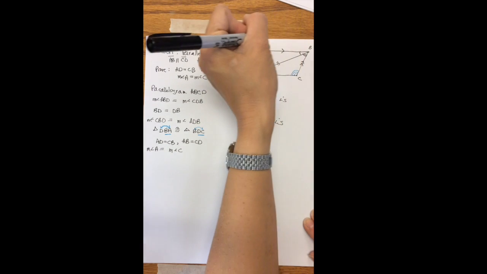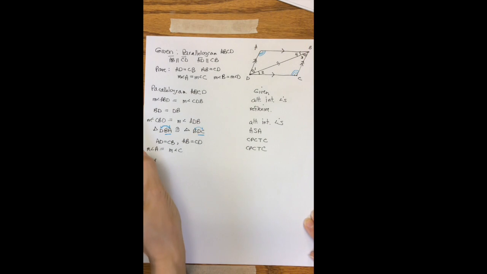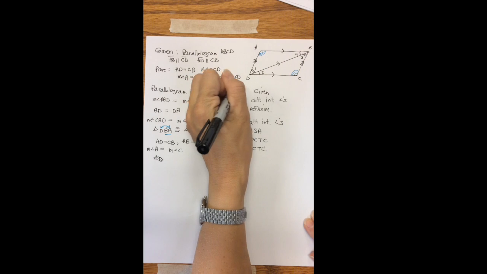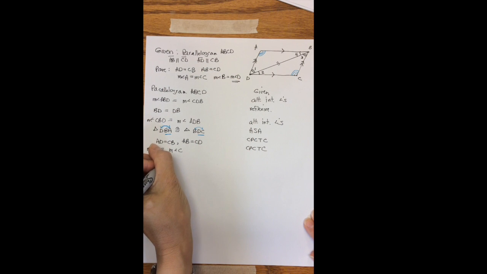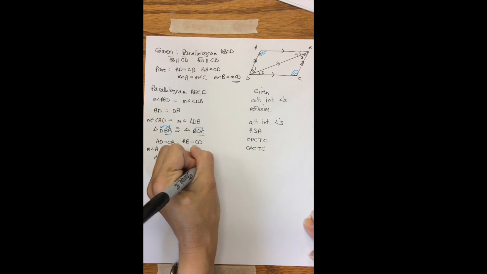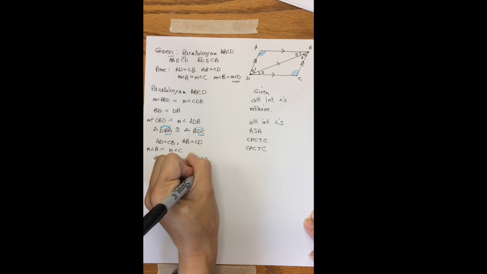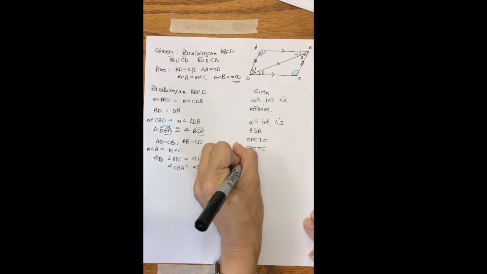1, 2, 3, 4. So angle D, I shouldn't do that. I want to just name an angle D because that's what I'm looking for right here. But angle, let's see, ADC is equal to angle 1 plus angle 2. And angle CBA is equal to angle 3 plus angle 4. And that's just angle addition.